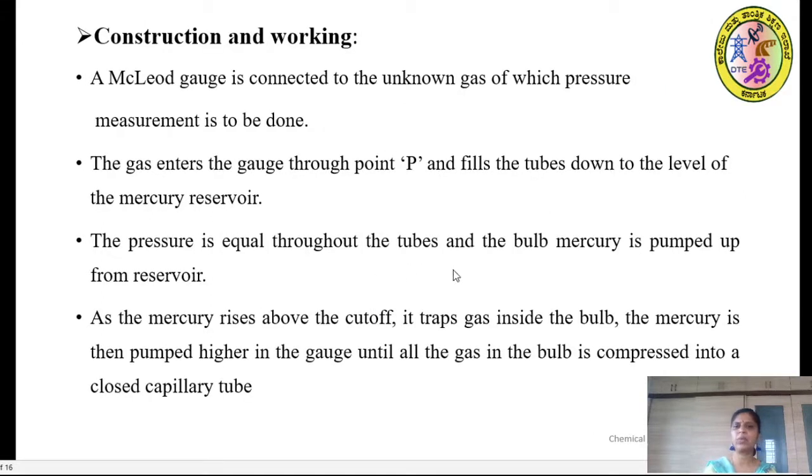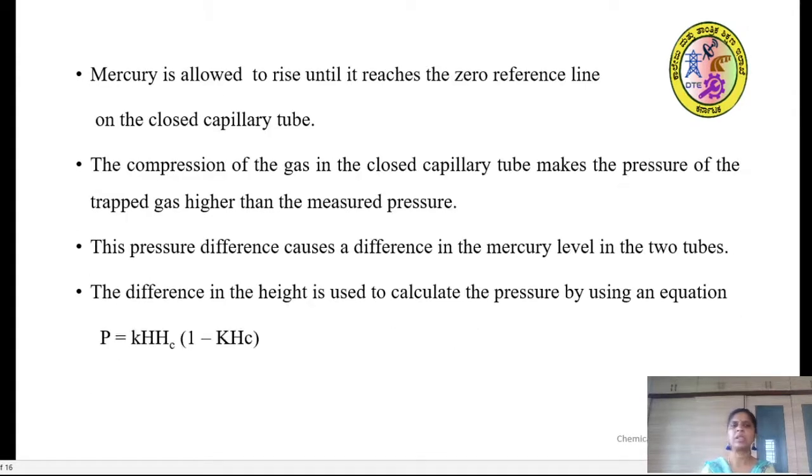So the pressure is equal throughout the tubes and the bulb, and mercury is pumped from the reservoir. As the mercury rises above the cutoff point, it traps the gas inside the bulb, and mercury is then pumped higher in the gauge until the gas in the bulb is compressed into a closed capillary tube. Mercury is allowed to rise until it reaches the zero reference line on the closed capillary tube. You have to understand here.